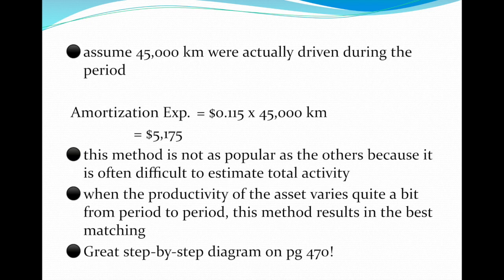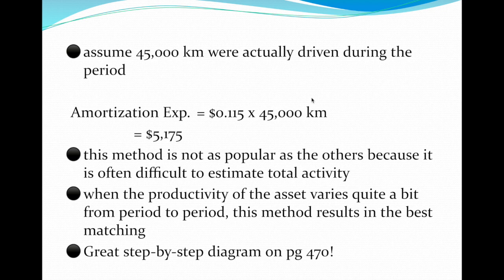So, if we assume that 45,000 kilometers were actually driven during the period, then our amortization expense for that activity during the period is 0.115 times 45,000, which gives us $5,175. So that's the amortization expense for the period given that number of units of activity.